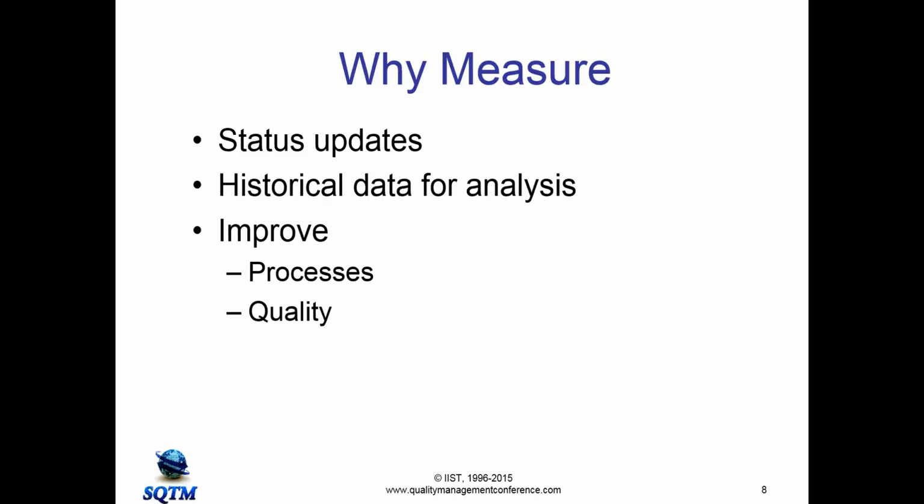Measures also help improve quality. And once we know what the baseline quality is, through measures we can look at, if we improve this process, if we get rid of assignable cause errors that we can identify and find out what the root cause is, then we can improve the quality of the process and the quality of the product.